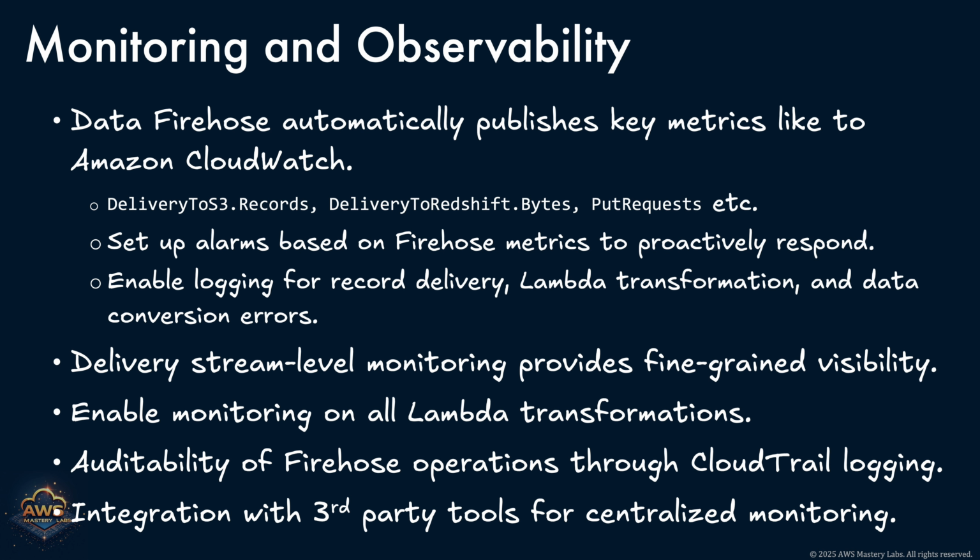Another important layer of observability is provided through Amazon CloudWatch logs. Firehose can be configured to log delivery attempts, transformation errors, and format conversion failures. This deep logging capability is essential when debugging or analyzing delivery patterns.